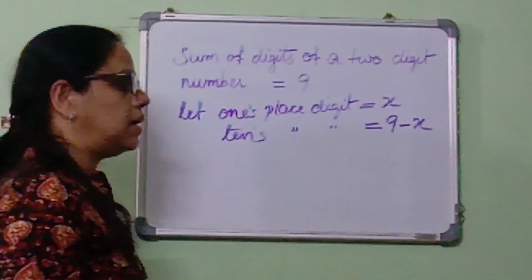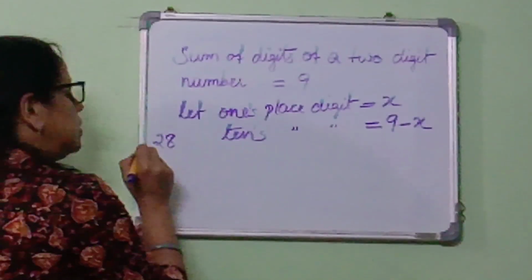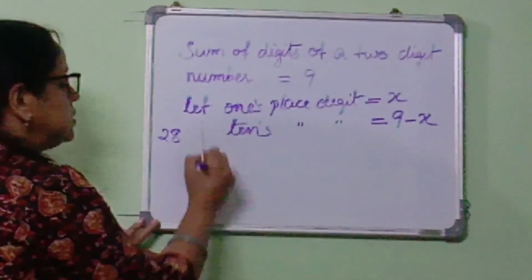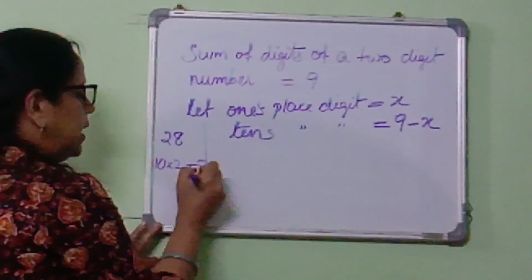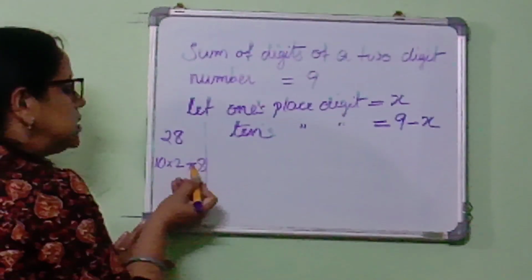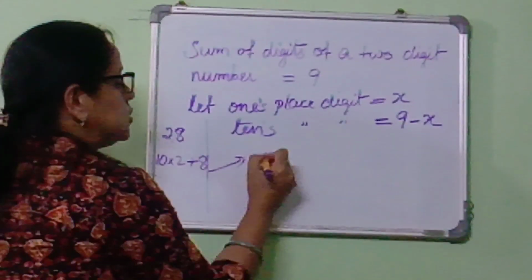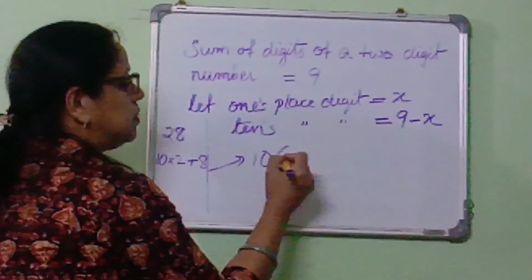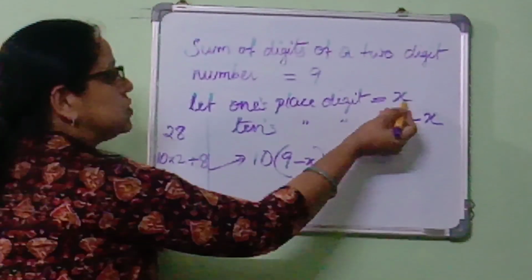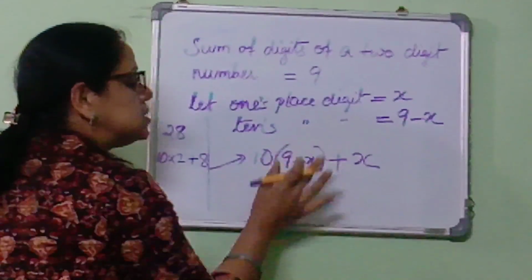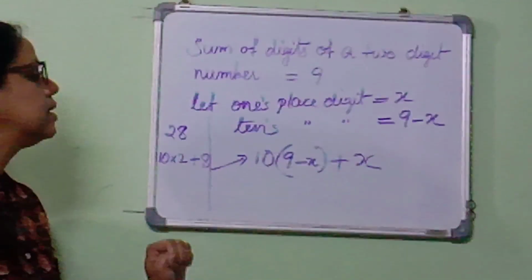Now how to frame the number? Do you remember in junior classes you learned how to write the expanded form of a number? For example, 28. We can write it as 10 into 2 plus 8. That means 10 into the tens place digit plus the ones place digit. The same method we are going to apply here also. 10 into the tens place digit, which is 9 minus x, plus the ones place digit. And what is the ones place digit? x. So this is our two-digit number which we need in this question.